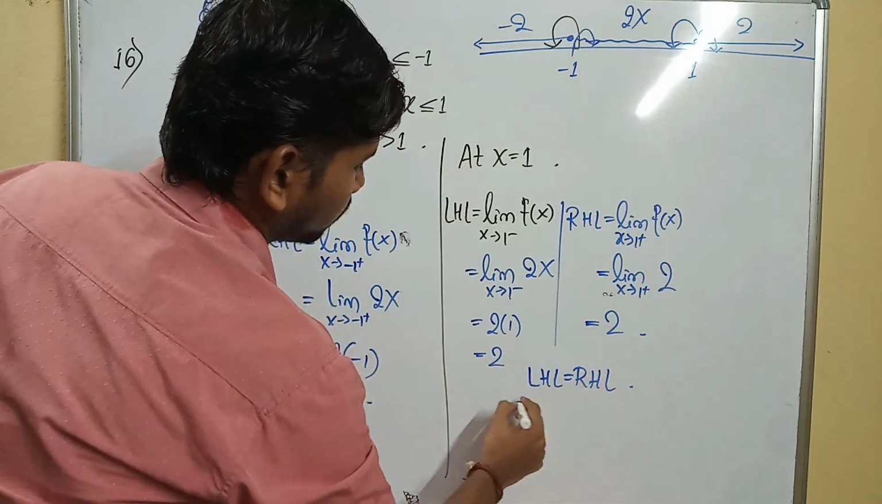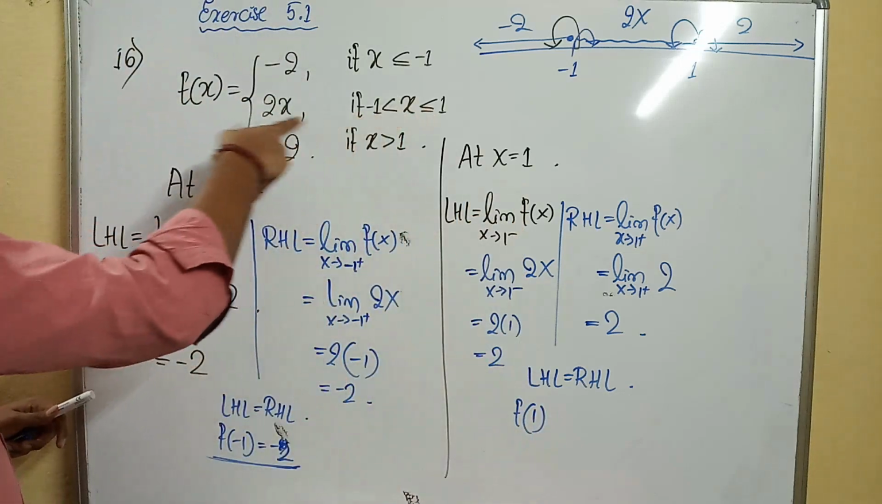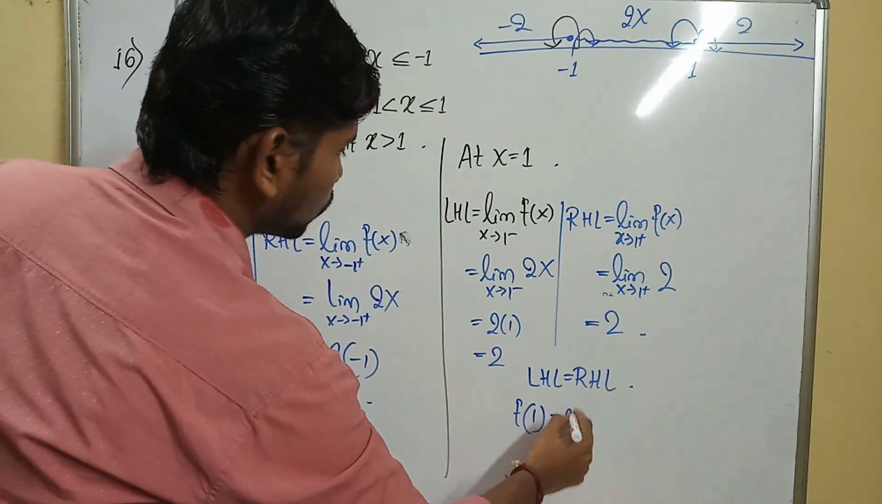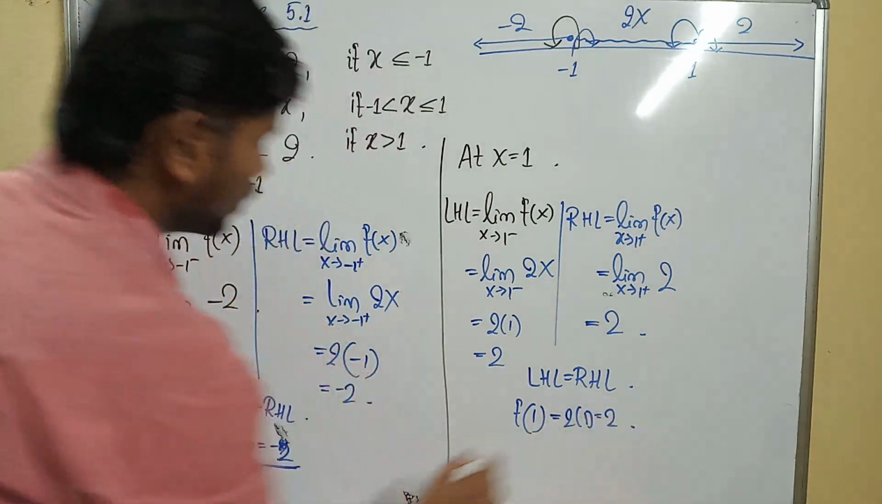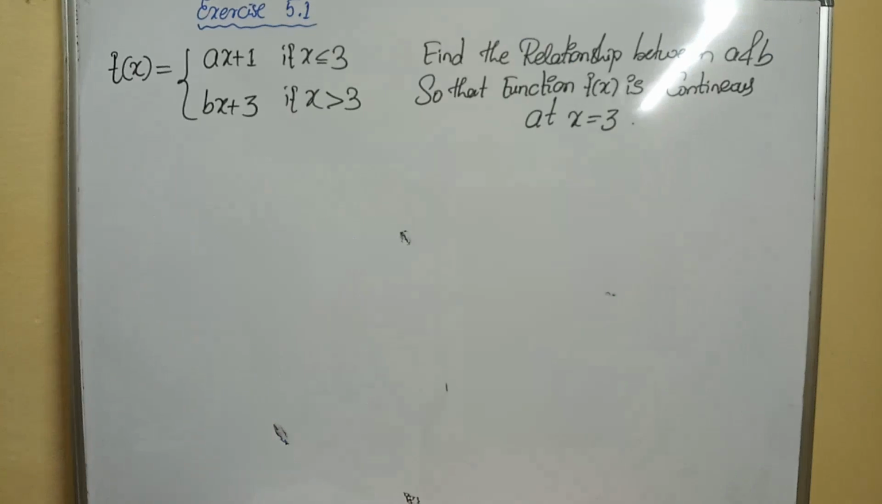At that point I need to check f of 1. At x equal to 1, the second function f of x is 2x. f of 1 is 2 into 1. What is 2 into 1? 2. That means the given function is continuous for all the points.